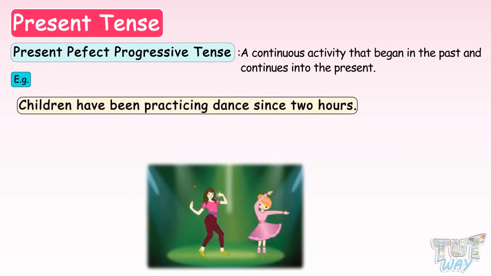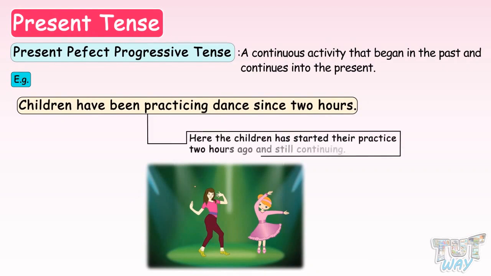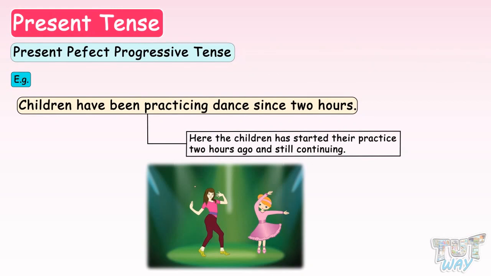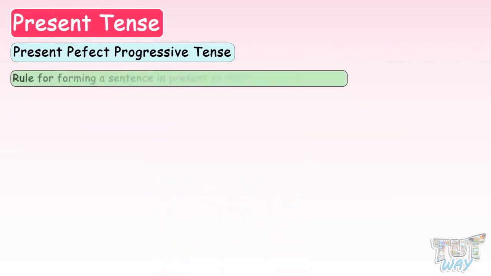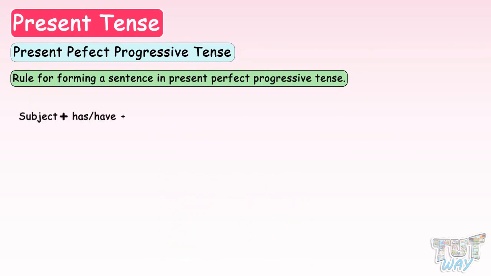Children have been practicing dance for 2 hours. Here, the children started their practice 2 hours ago and are still continuing. So, this was the use of present perfect progressive tense. We have shown the activities that started in the past and are still continuing. Now, let's learn the rule for forming a sentence in present perfect progressive tense. Subject plus has or have plus been plus first form of the verb along with ing and then the object.